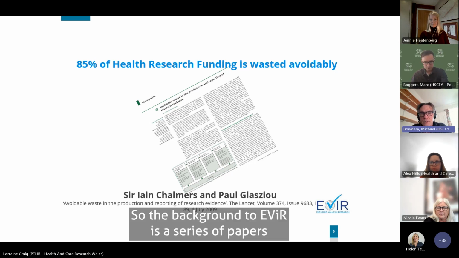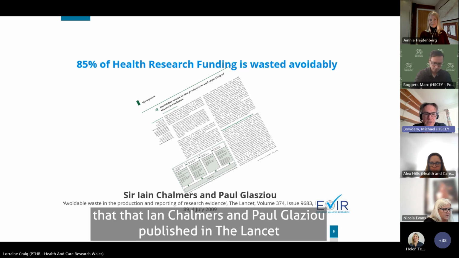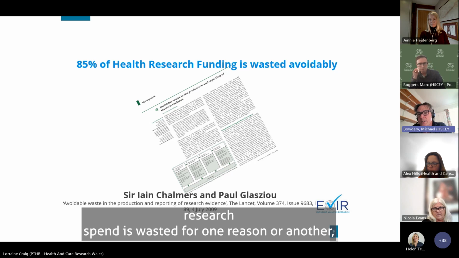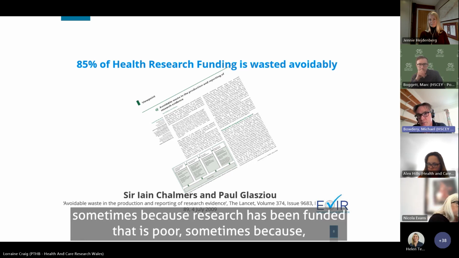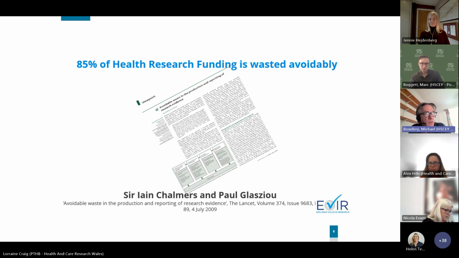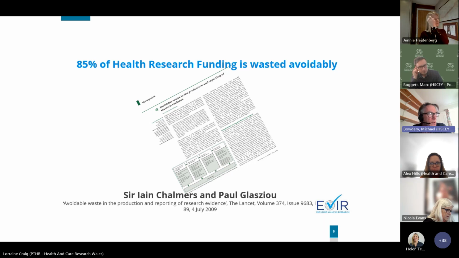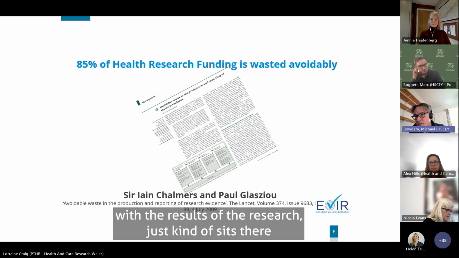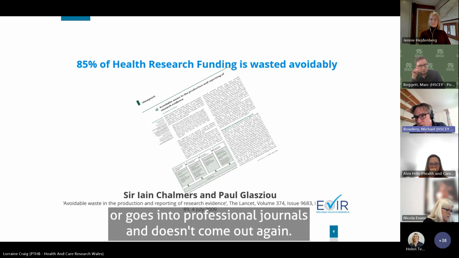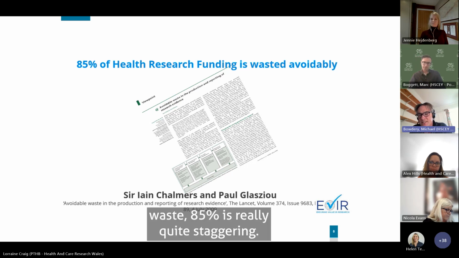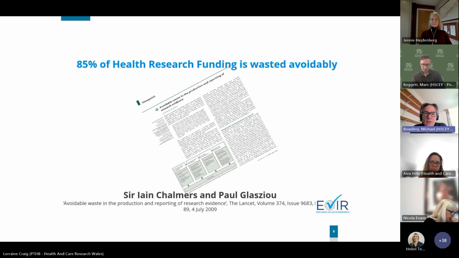So the background to EVIR is a series of papers that Ian Chalmers and Paul Glasziou published in the Lancet, reporting and bemoaning the fact that a large proportion of health research spend is wasted for one reason or another, sometimes because research has been funded that is poor, sometimes because there's a huge amount of duplication in funders refunding projects that have already been delivered by someone else, sometimes because nothing is done with the results, so the research just sits there or goes into professional journals and doesn't come out again. So that's the background, and the figure that they cited in terms of possible avoidable waste, 85%, was really quite staggering.